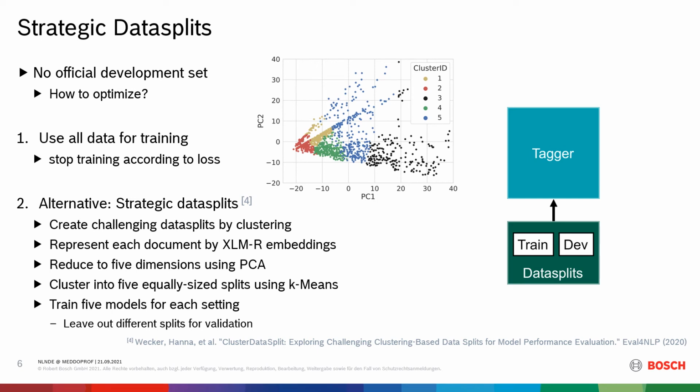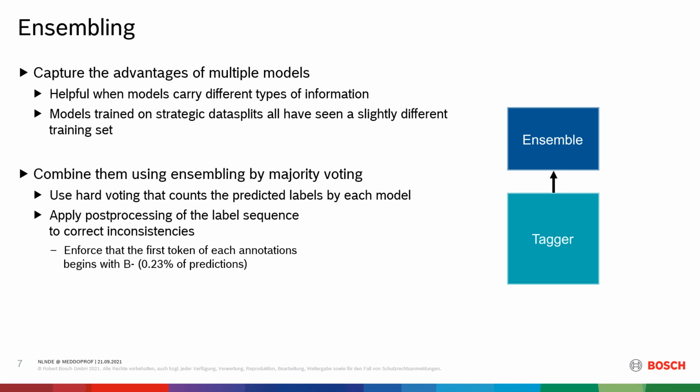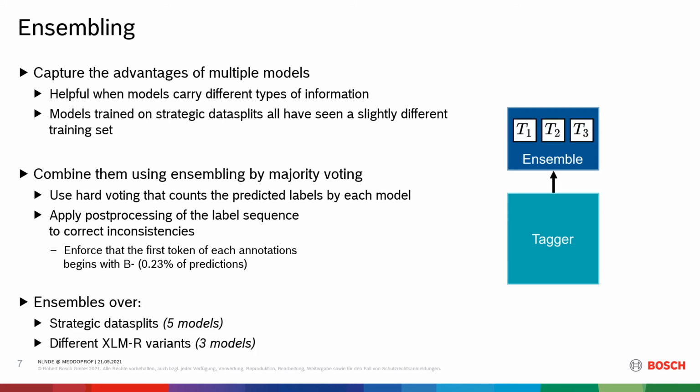To combine the knowledge of these slightly different models into one, we used Ensembling. This helps to capture the advantages of the different models by creating a combined prediction. For this work, we use Ensembling by majority voting. In particular, we use so-called hard voting that creates an ensemble of the predicted labels by choosing the highest voted one. For our submission, we test 2 different approaches. First, we can combine the 5 models trained on the strategic data splits, but we can also combine the different transformer models, or we can actually do both.